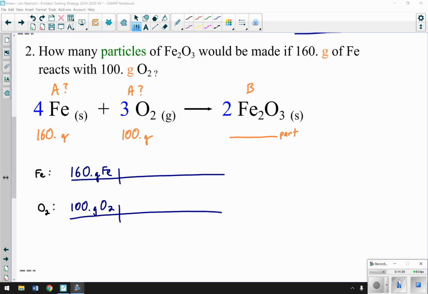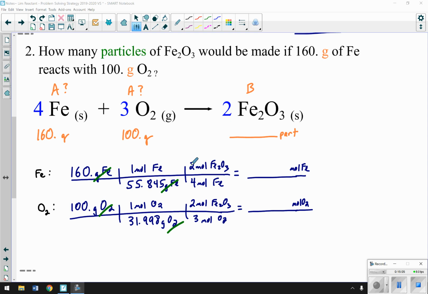Calculate our moles. Okay, molar mass of iron, 55.845. That will get me moles of iron. Molar mass of oxygen is 31.998 grams for every 1 mole. And now I'm going to fill in the mole ratio. For iron, it's going to be 2 moles of Fe2O3 for every 4 moles of iron. In the oxygen setup, it's going to be 2 moles of Fe2O3 for every 3 moles of oxygen. Okay, so I've written it in. There's my coefficient of B over my coefficient of A, for oxygen as well.